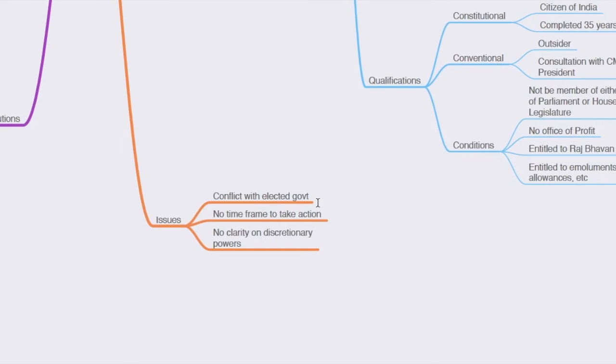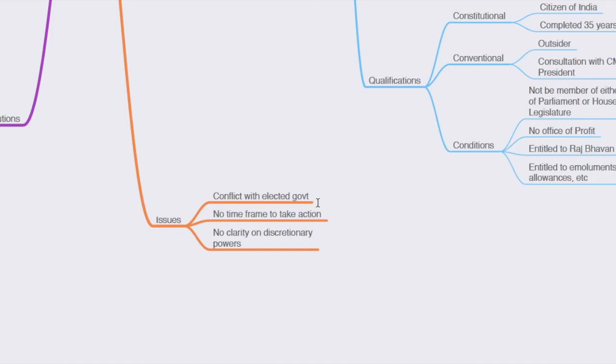So what are the issues from a legal point of view? This conflict between the governor and the elected government keeps on happening. There is no time frame for the action to be taken. If a bill is presented, the governor can withhold the bill and there is no time frame, so the bill just dies out. The solution can be that there should be a certain time frame for which the bill can be withheld. That is a lacuna of law.